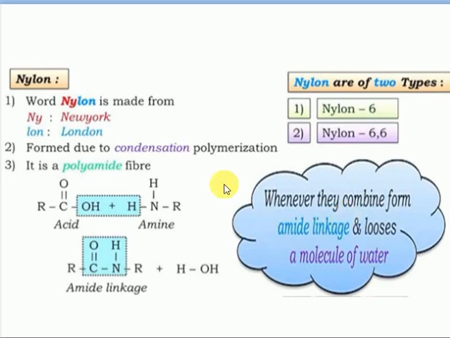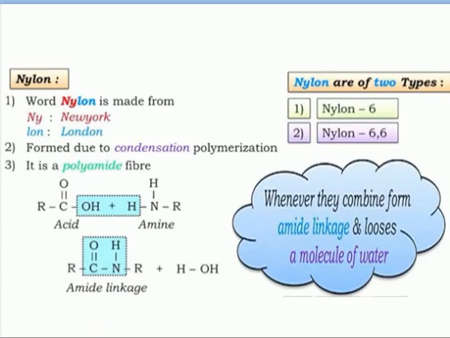Students, once again, I am discussing nylon. The name nylon is derived from New York and London only. Nylon is a condensation polymer, releasing a water molecule whenever an amide linkage forms. What is an amide linkage? Whenever acid and amine react together by elimination of a water molecule, one new functional group comes. This is called the amide functional group, R C double bond O, N H.